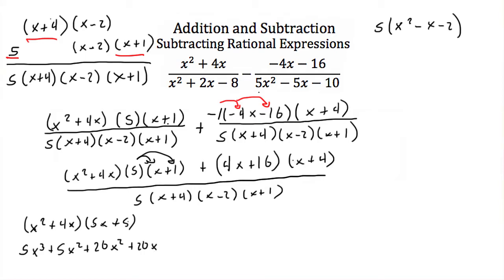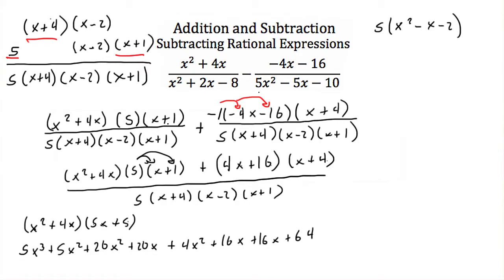Now my other numerator, 4x plus 16 times x plus 4, I'm going to FOIL those out. 4x times x would be 4x squared. 4x times 4 would be 16x. 16 times x is 16x. And 16 times 4 is 64.